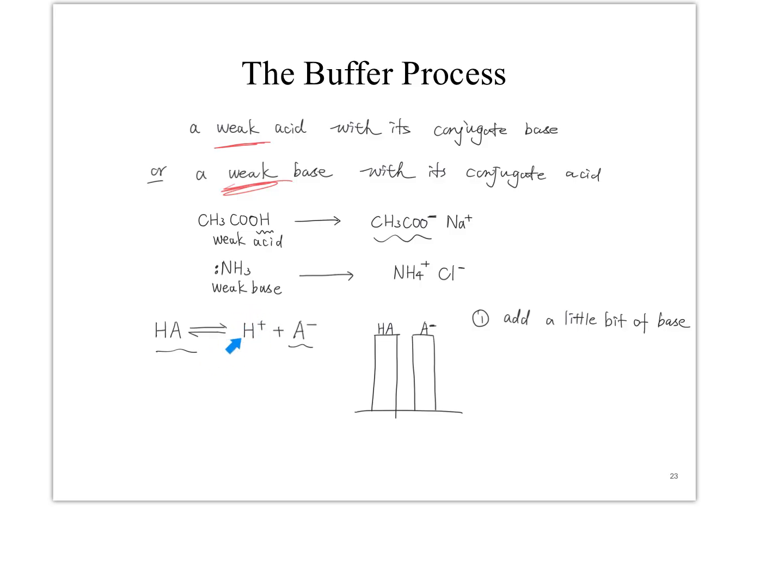And if you add a little bit of acid, second scenario, to this buffer, that acid will find the base to react with, so it consumes a little bit of this side, and the equilibrium will shift to the right. However, because it is just a little bit, the proton concentration will not change much, so the pH will not change much. So that is how a buffer works.